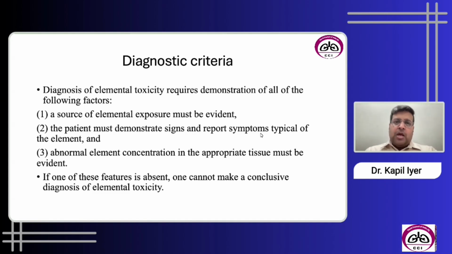If you've got beryllium, you've got a sarcoid-like picture presenting. If you've got cobalt exposure, you've got something known as hard metal lung disease. So every single element will be associated with a particular clinical manifestation. And third, which is the most important, you need to have a tissue-appropriate element concentration. Sometimes it can just be blood, sometimes you need biopsies. In cases of hard metal, sometimes you need lung biopsies which can show cobalt exposure.